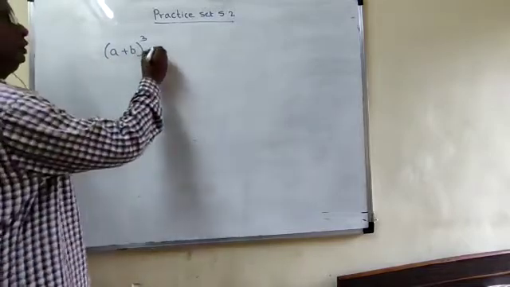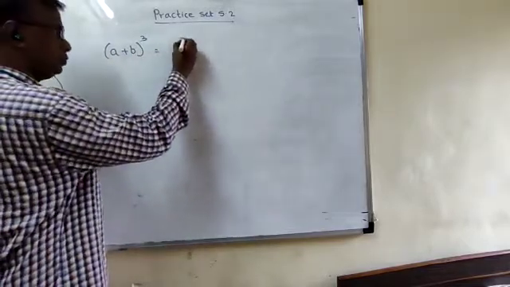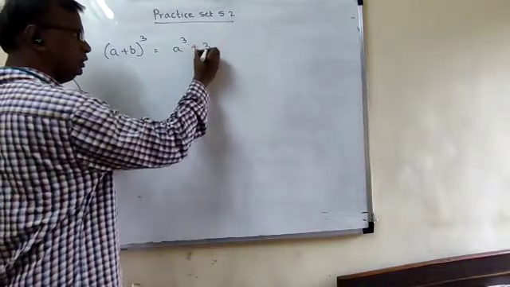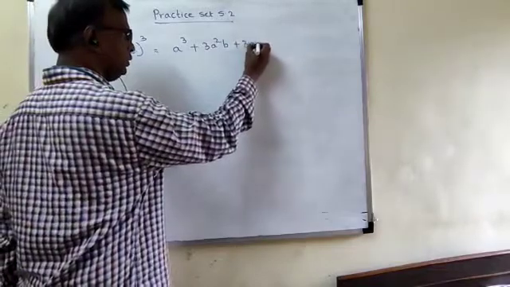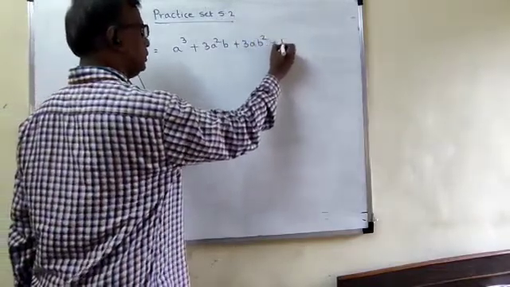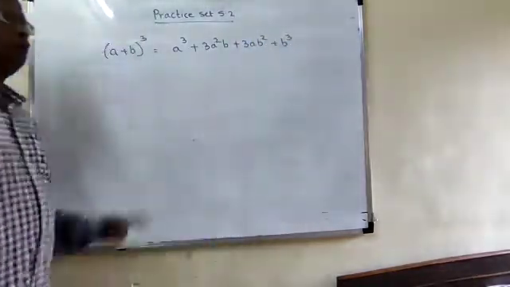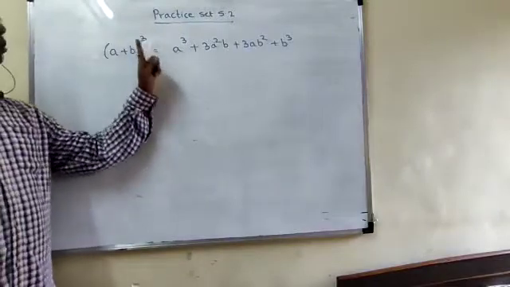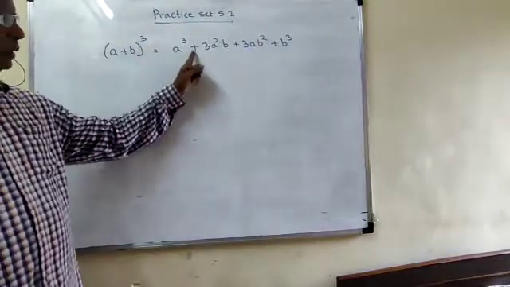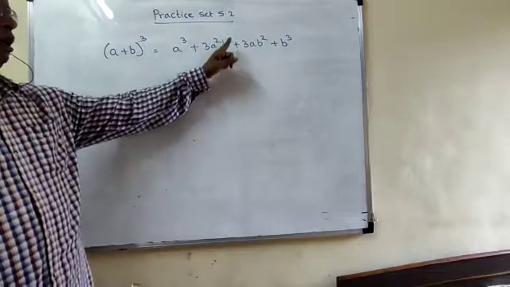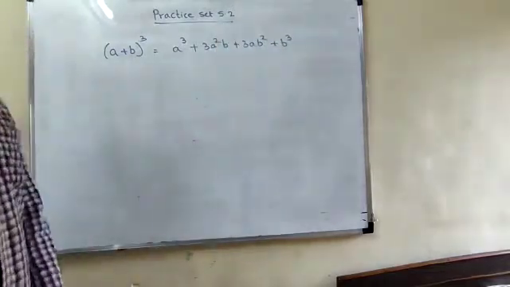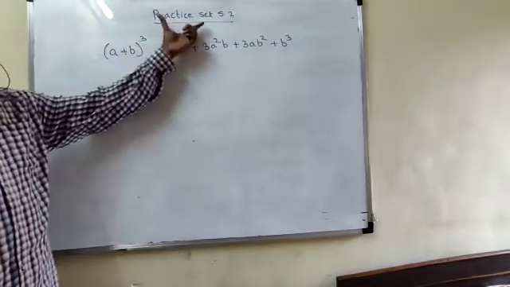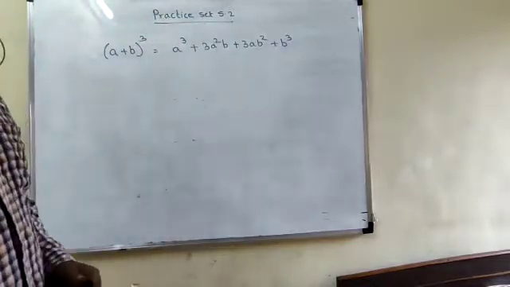What is the formula? The formula is a cube plus 3a square b plus 3ab square plus b cube. This is the formula of a plus b the whole cube. This is the formula we are using in practice set 5.2. Okay, see carefully, very easy.